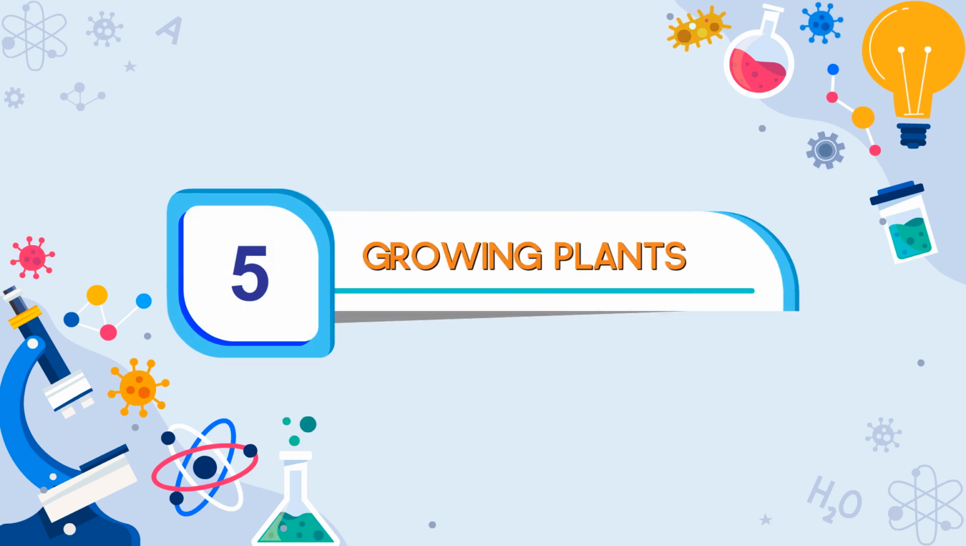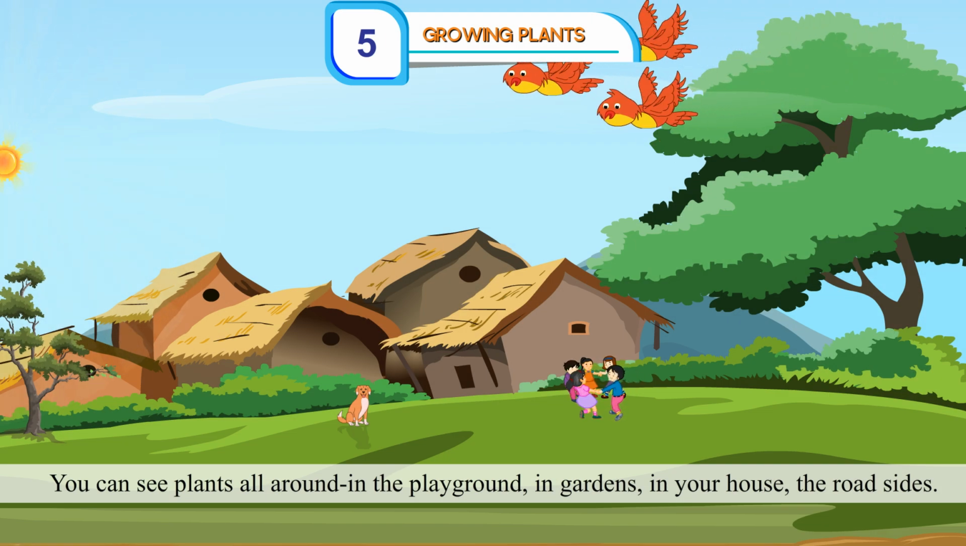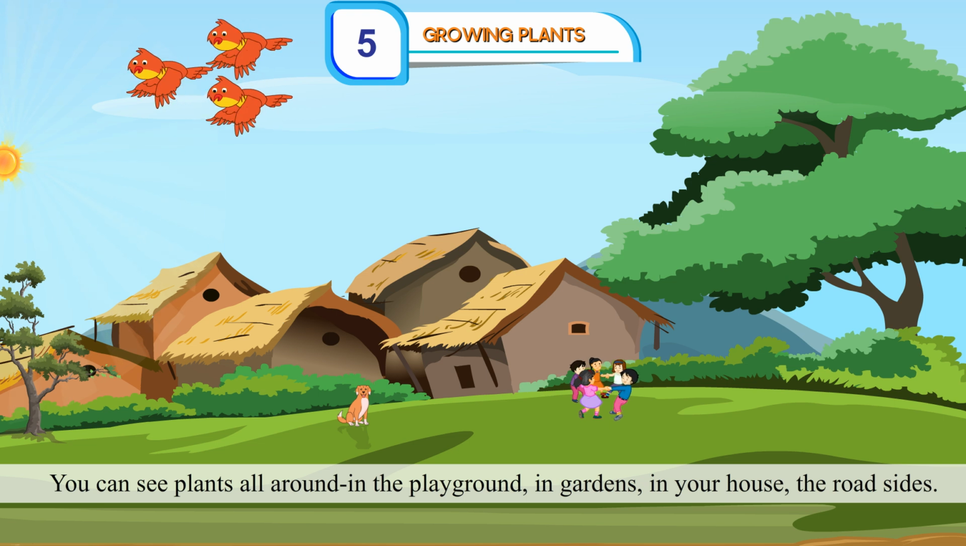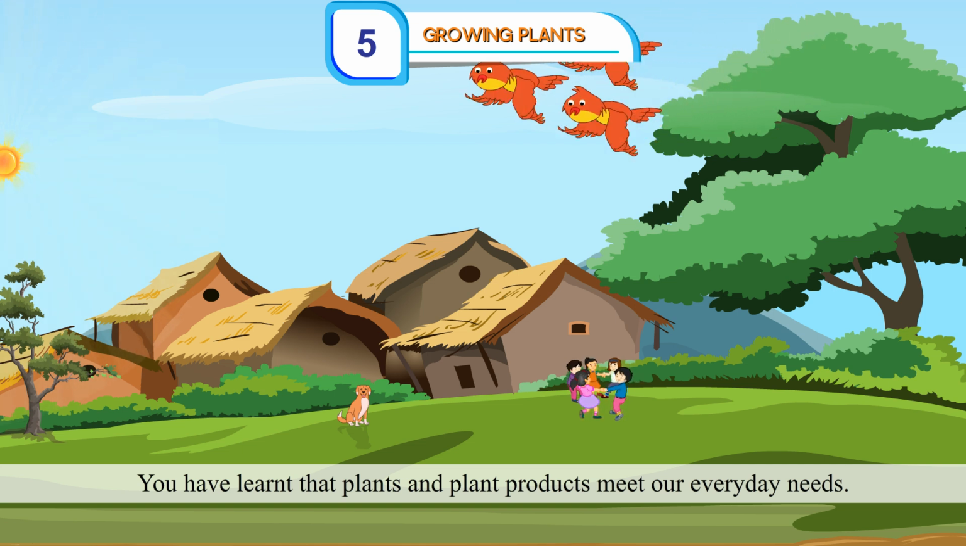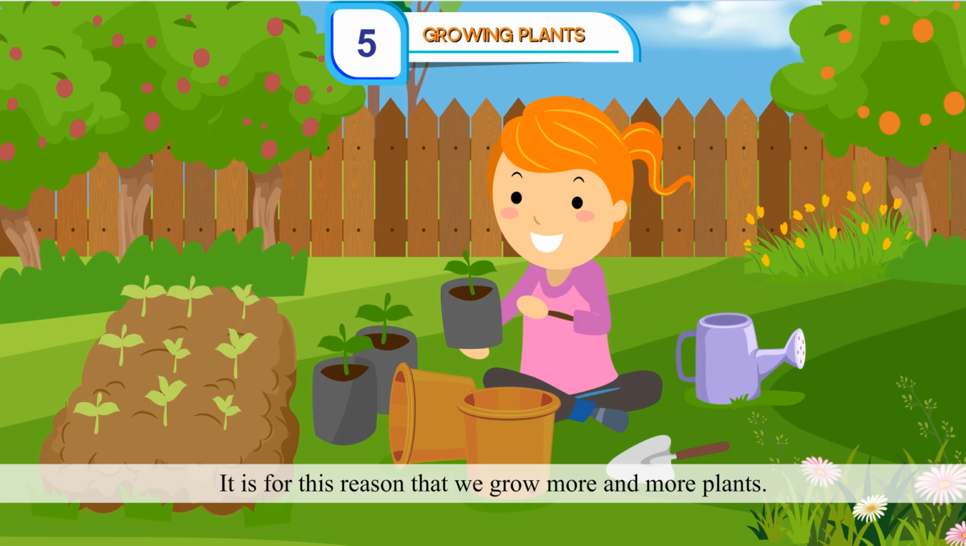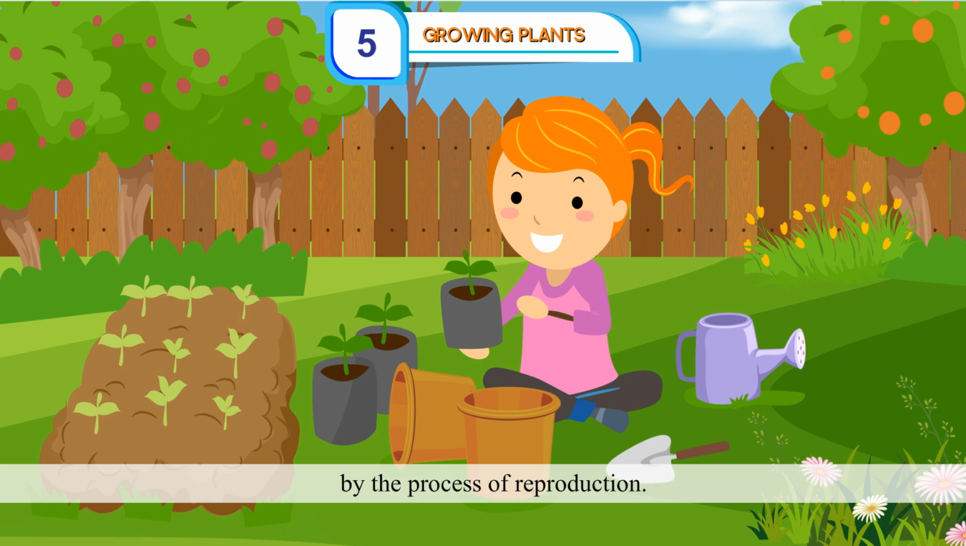Chapter 5. Growing Plants. You can see plants all around in the playground, in gardens, in your house, the roadsides. You have learned that plants and plant products meet our everyday needs. It is for this reason that we grow more and more plants. Like all the other living things, plants also produce more of their own kind by the process of reproduction. You have learned that reproduction helps in the continuity of a kind.